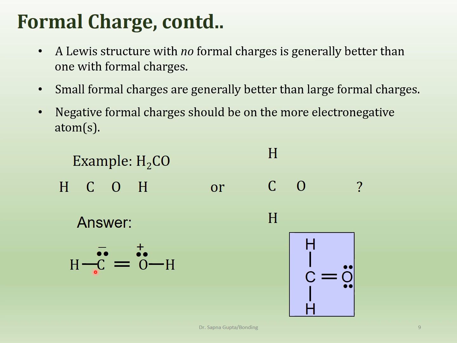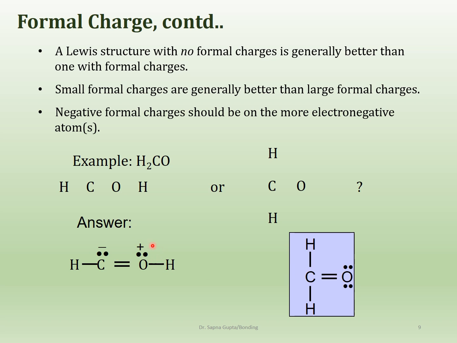The most important thing here that you followed is that there should be a stable octet for each of the elements. Let's look at this structure. Carbon has 1, 2, 3, 4, so 4 pairs of electrons, 8 electrons. Yes, carbon is very happy. Oxygen has 1, 2, 3, 4. So yes, oxygen is also happy. So which structure is the better one?